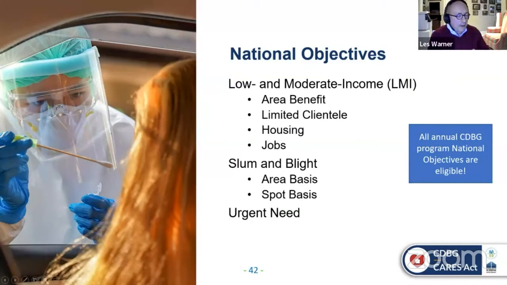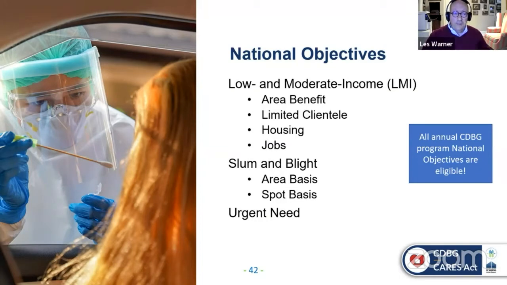Thanks, Olivia. I'm going to keep us moving at a little bit of a clip since we got a late start here. One of the key things to keep in mind is that, just like with your regular CDBG allocation, you're always going to have an eligible activity and meet a national objective. We're going to talk about some of the additional flexibilities, some alternative requirements that have been put in place for CV.